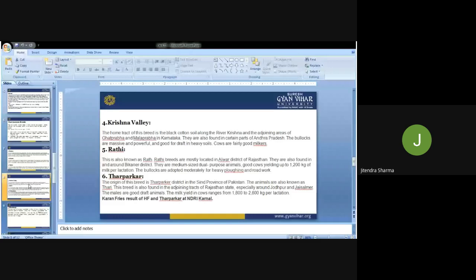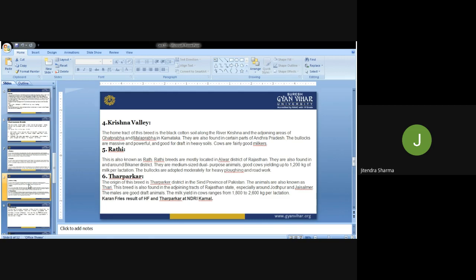Now we have Rathi. This breed is very important because it is very much available in our state, Rajasthan. Rathi breeds are mostly located in Alwar district of Rajasthan, and they are also found around Bikaner district. They are a medium size, dual purpose breed, and a good cow yields up to 1200 to 1400 kg of milk per lactation. The bullocks are moderately good for heavy work, and we have a huge crossbreeding program with Rathi. We will find a lot of crossbred animals of Rathi with Holstein Friesian and Jersey.